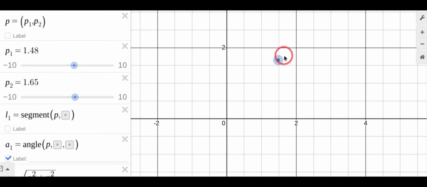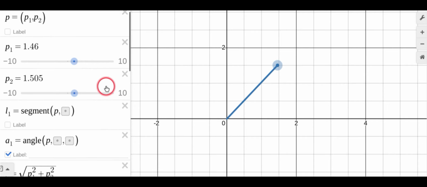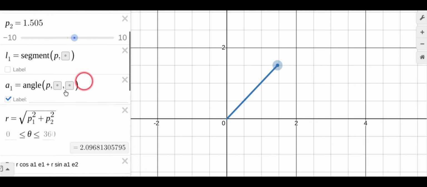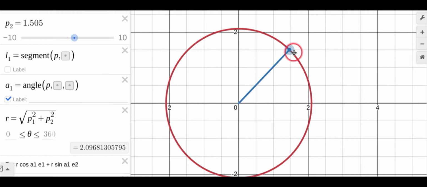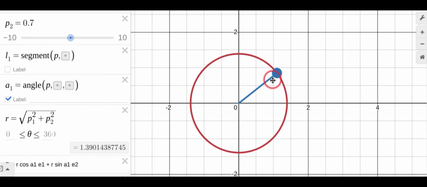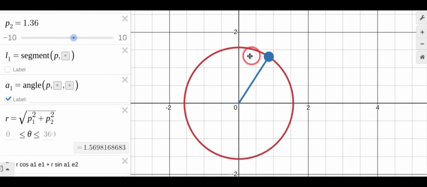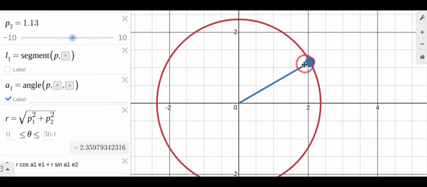Here are its components, P1 and P2, and we want to take that point and draw a segment from that point to the origin. All right, so it looks like this. Now we want to work in plane polar coordinates, so we're going to need a radius. This blue line segment defines the radius of a circle.